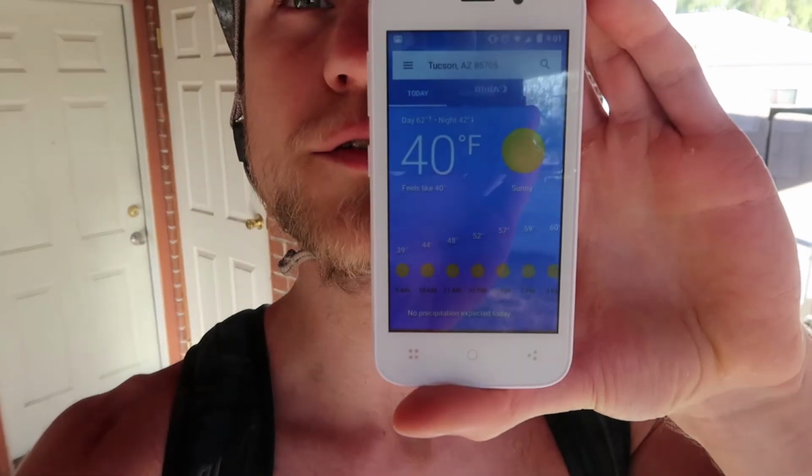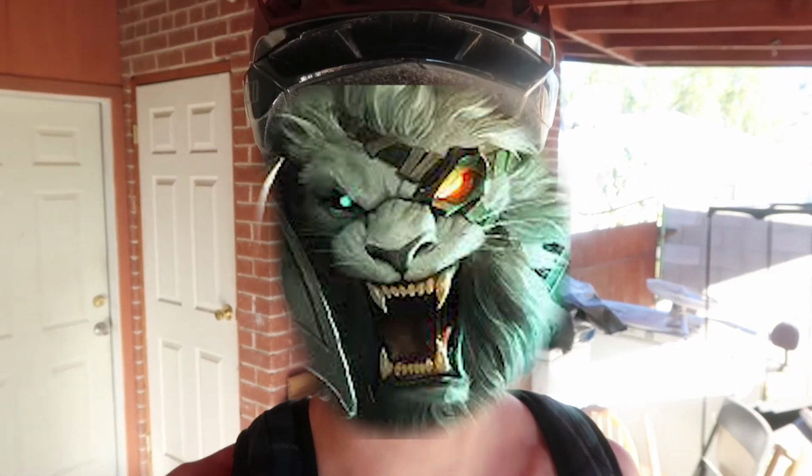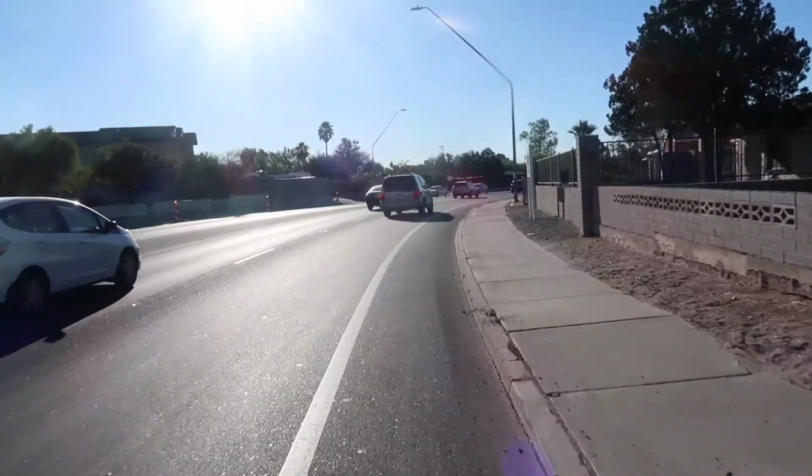Let the finals begin. 40 degrees Fahrenheit outside. I don't know how much that is in Celsius. Still shirtless because comfort breeds weakness. Oh shit, that's cold.